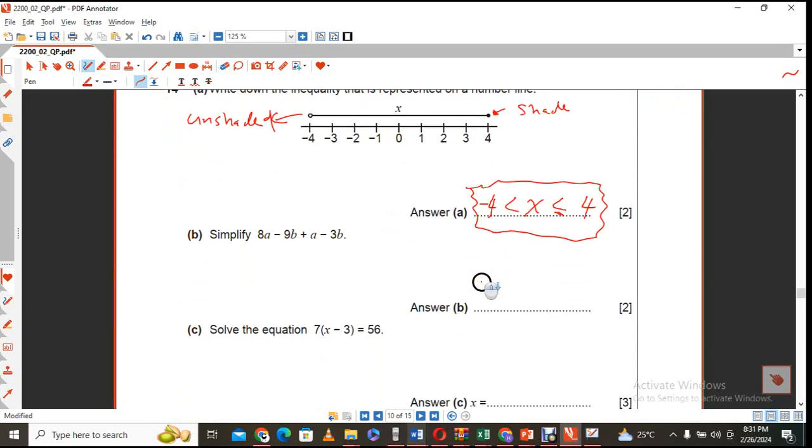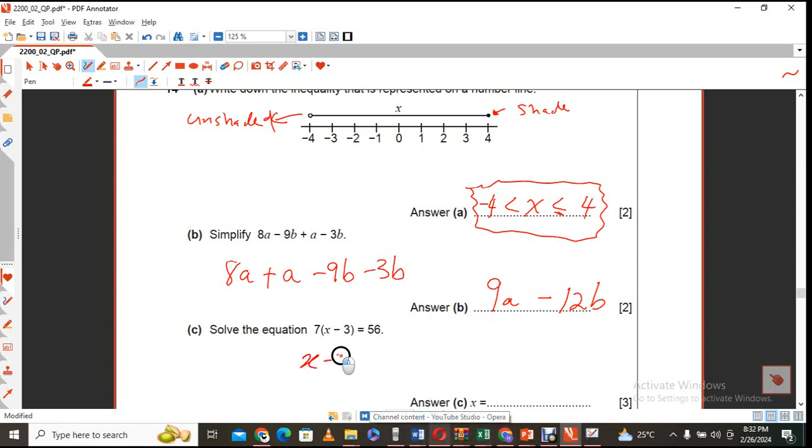Right, part B, simplify. Of course, here you have like terms. Maybe I write them first, and then I have minus 9b, minus 3b. So that is 9e. Now you have a negative and a negative. Just add them and keep the negative sign. That's 12b.